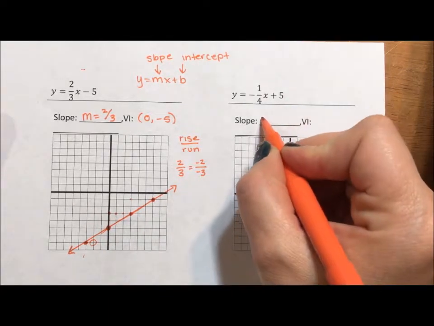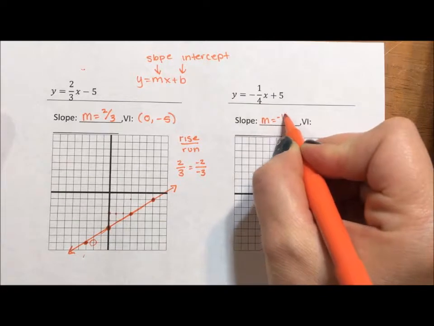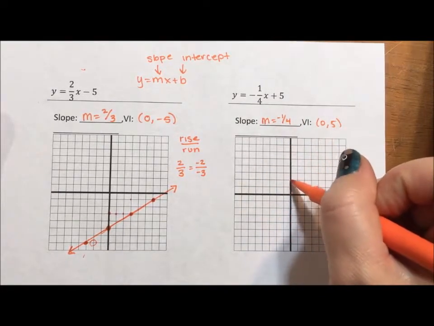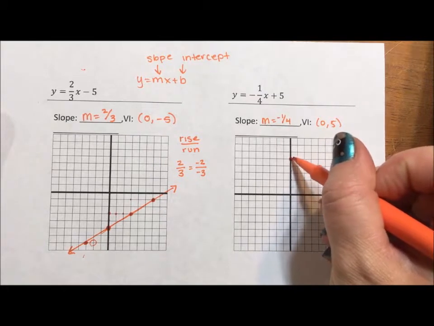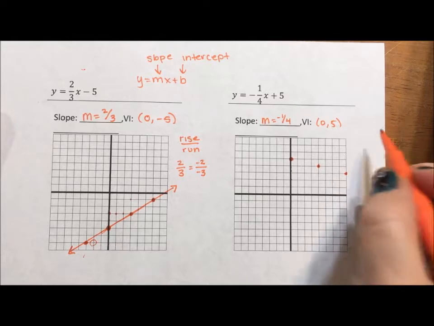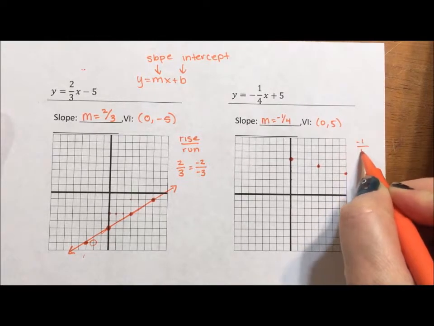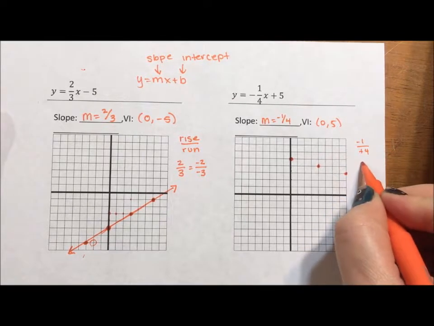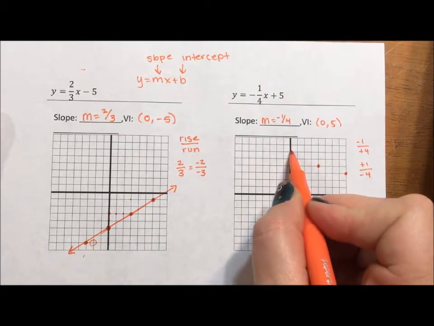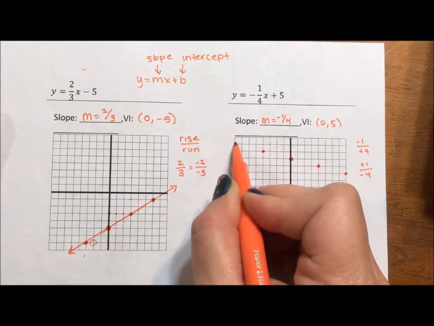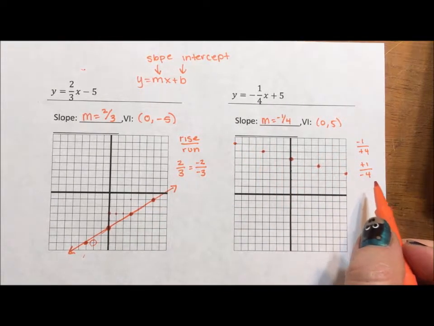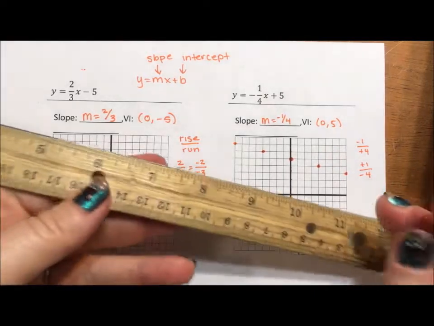Okay, slope. Slope is -1/4. My y-intercept is (0, 5). So 1, 2, 3, 4, 5, -1, +4, -1, +4. Again, I can take -1 over +4 and it'll be a -1/4. I could do a +1 over a -4. That negative can float freely. I could do a +1 over -4. And notice my line is still going downwards. It's still a negative slope and all of my points are in a nice line.